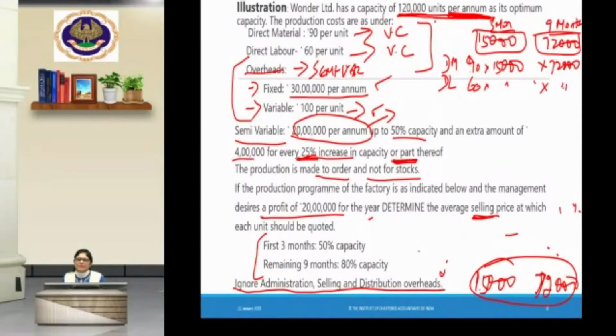So direct material you have done, direct labor you have done. So this you will get the direct cost. Now comes to overheads. First take the variable overheads, 100 per unit. So 100 into 15,000 and 100 into 72,000. So again, see, if the number of units will be wrong, the whole calculation will be wrong. All right. Good. Very good. I am glad that you have understood.